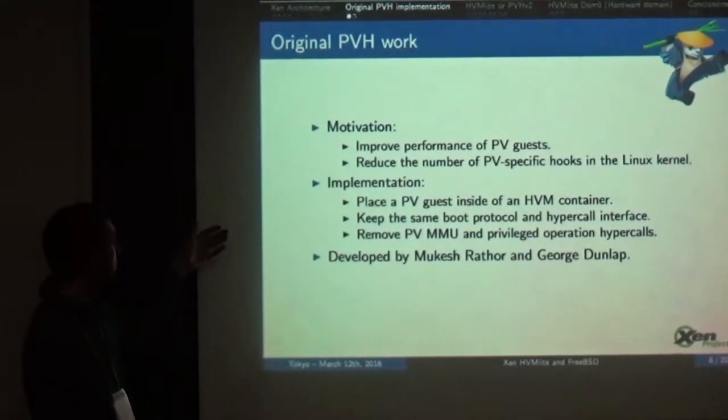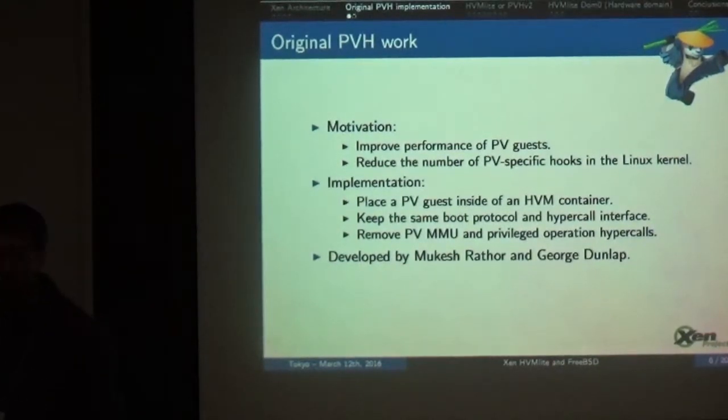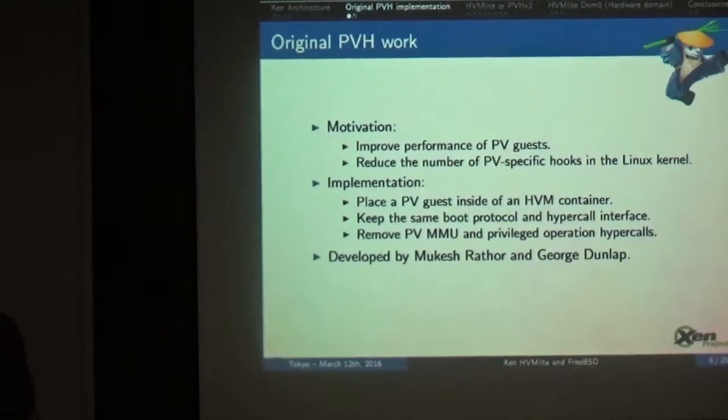So as I said before, the implementation was fairly straightforward. They decided to put a PV guest inside of an HVM container. They keep the same boot protocol. It means that the guest was launched using the same entry point, and more or less the startup CPU state was the same as the classical PV guest, and they removed the usage of all the PV MMU protocols in order to deal with page tables.